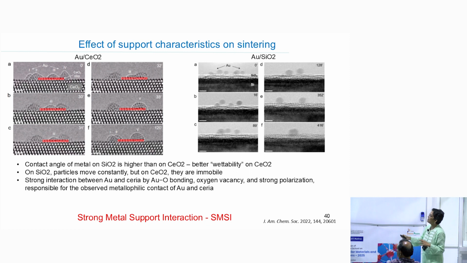So now you see, this is gold on ceria. These are all time-resolved HRTEM images, aberration corrected. So gold on ceria, this is time, from 0 onwards. You can see that there are 4 particles and how these 2 particles are moving and forming this big one, right? That is exactly the coalescence I was talking about. So this is what happens.